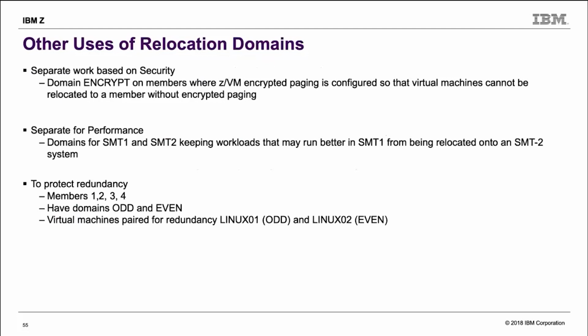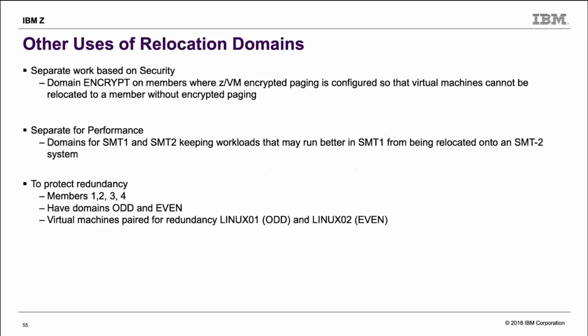We've also seen domains set up for performance reasons. So if we look at the example of SMT, right, there might be some workloads that run better SMT1 versus SMT2 or vice versa, right? So we could set up a domain for each of those, and then guests could freely relocate wherever they run best. And we can prevent accidentally relocating to a member that would have a lower performance.